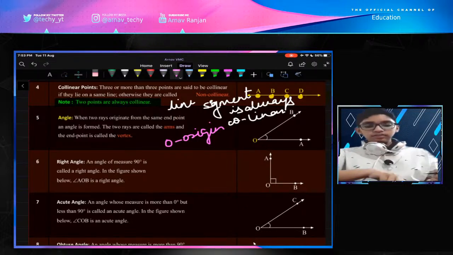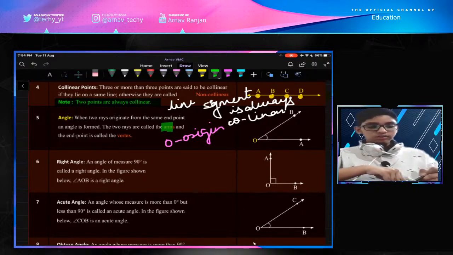So next, when two rays originate from the same endpoint, an angle is formed, and the two rays are called arms.